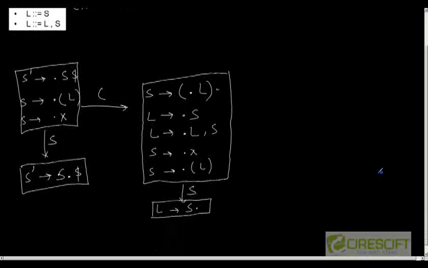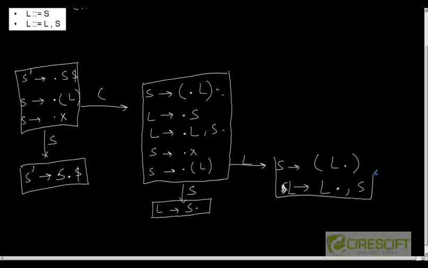Now suppose I consume capital L, what will happen? Capital L is present in this production and in this production, before the demarcator. So by consuming L, you have two rules. One is S as L dot, so the demarcator moves one place to the right, and the other is L as L dot, comma S. Understood? So this constitutes another set.